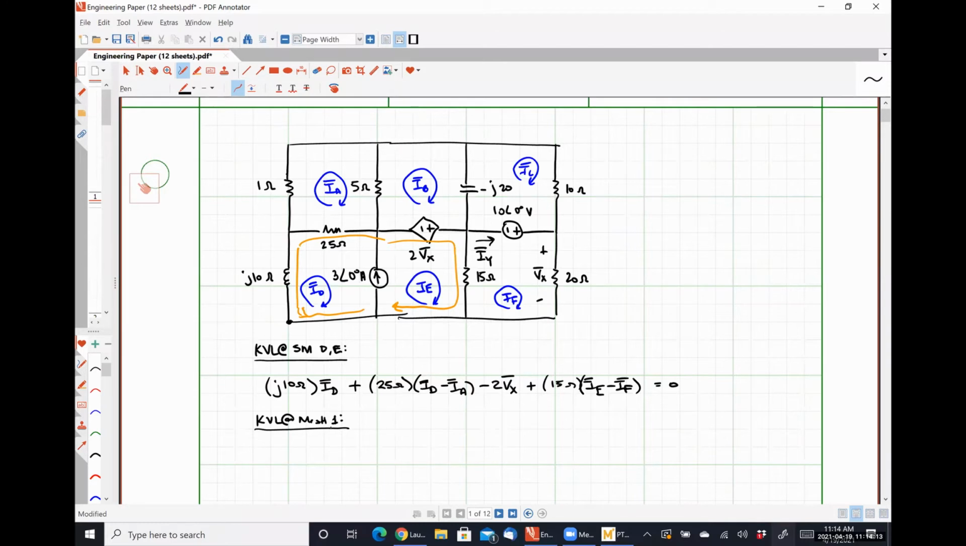Oh, excuse me, A, sorry. I'm so used to doing numbered meshes and not alphabetical meshes. So starting at the bottom left-hand corner, which is the junction between the 25 ohm resistor and the 1 ohm resistor, what am I going to have? All right, so 1 ohm times IA.